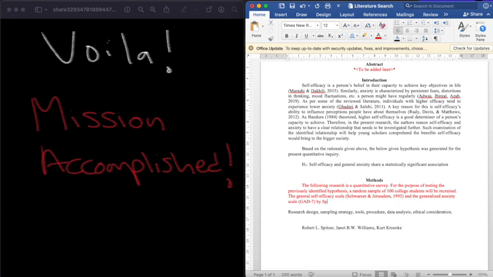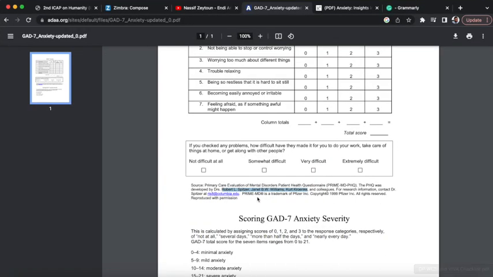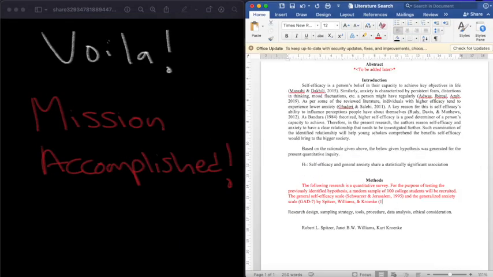By Spitzer, Williams, and, how to pronounce that name, Kroenke. What's the publication year? I think 1999. Let's say 1999. Are chosen.